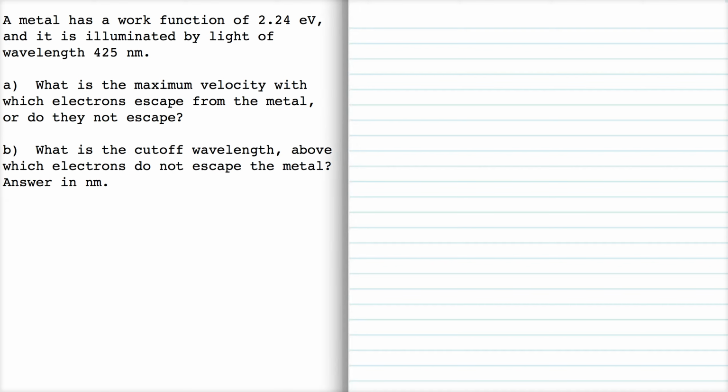So this is a work function problem, and our formula for that is that the maximum kinetic energy of the photoelectrons that escape the metal is equal to the energy of the incident light minus the work function. The energy of the incident light in this case can be found with hc over lambda.